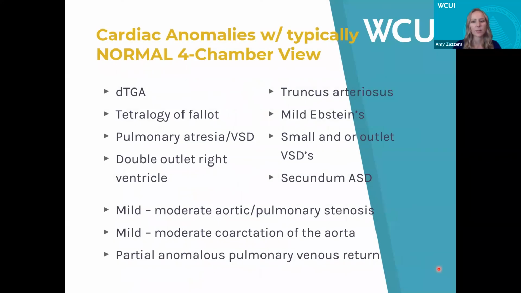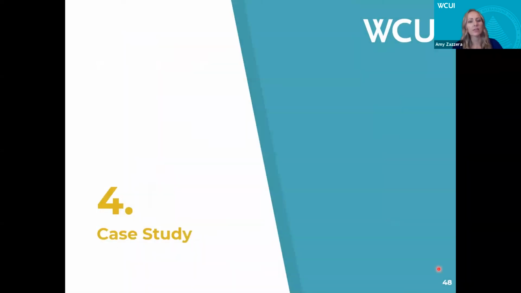With that said, look at all the things we're looking for in that 4-chamber. Despite that, we can still have a normal 4-chamber view and have abnormalities, and these are all examples of that. So it's so important that we add the outflow tracts, see the crossing, and then add that 3-vessel view. Yep, it'll really help increase detection rates.